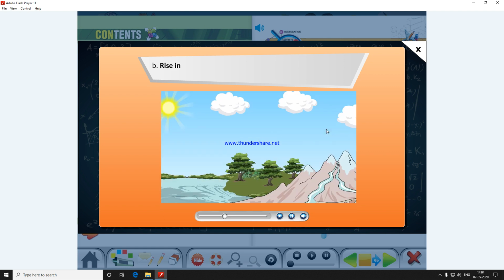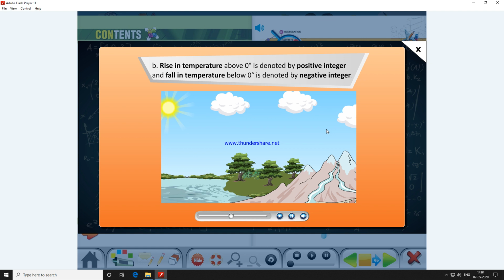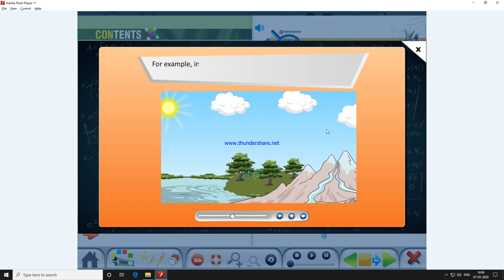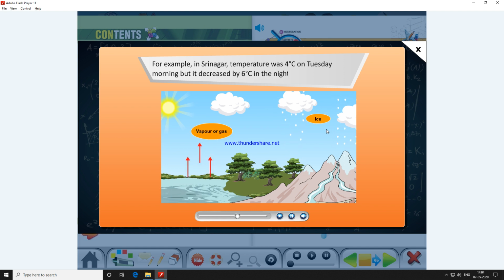B. Rise in temperature above 0 degree is denoted by a positive integer, and fall in temperature below 0 degree is denoted by a negative integer. For example, in Srinagar, temperature was 4 degrees Celsius on Tuesday morning, but it decreased by 6 degrees in the night and measured minus 2 degrees Celsius.